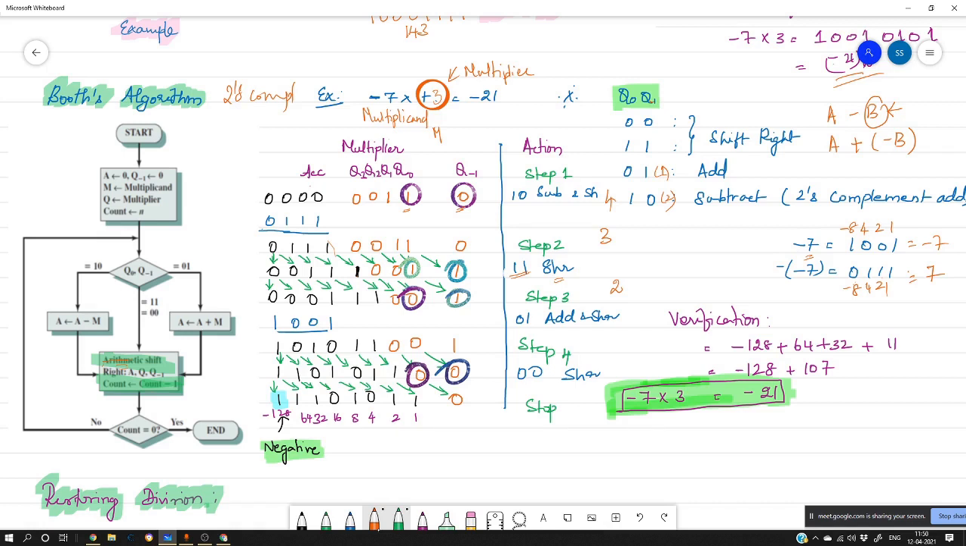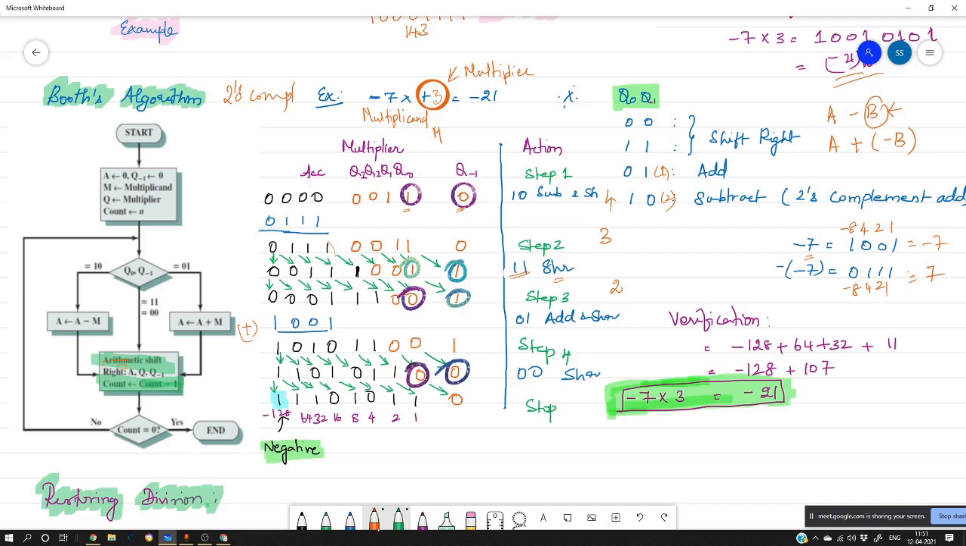What do you need to add here? Add the multiplicand. When adding the multiplicand, there is no need to complement the number; simply take the multiplicand and add. The multiplicand value here is 1001 in its own form. I am not complementing it because we are not subtracting, we are simply adding. So when you add, 1 plus 1 is 0 with a carry 1, the carry is taken here, 0 plus 0 is 0, and 0 plus 1 is 1.